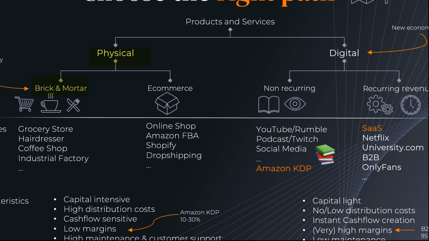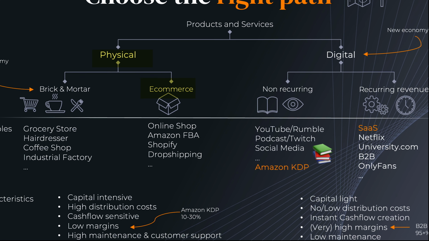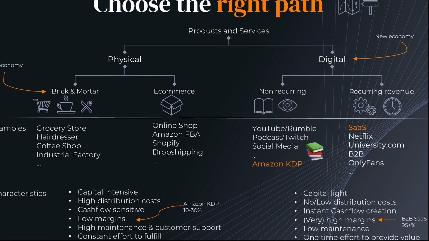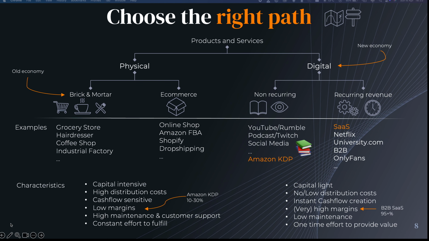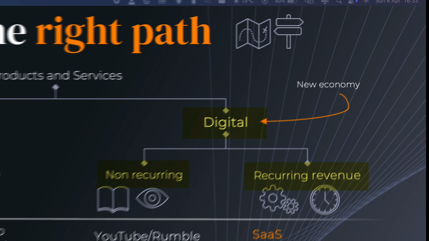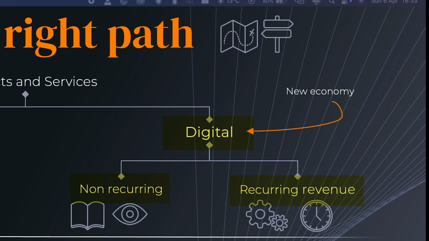You can have a grocery store, a hairdresser, a coffee shop, and deliver your products and services in a physical brick and mortar store. With the internet, there is now e-commerce, and you can have an online shop, Amazon FBA or Shopify. With this, you can deliver your physical goods on a website, basically, without having a brick and mortar store.